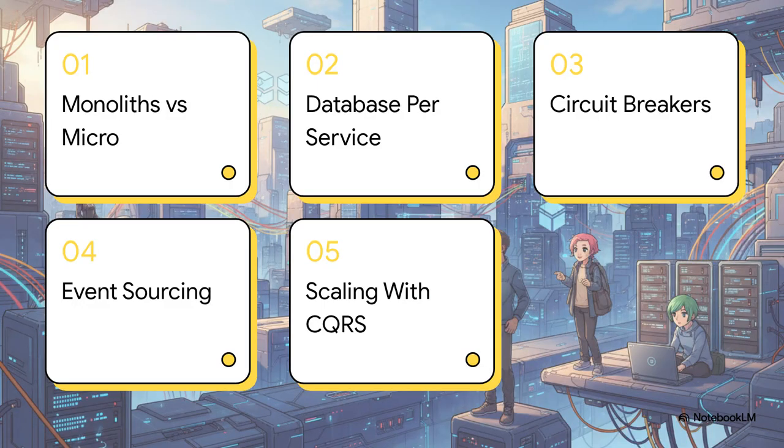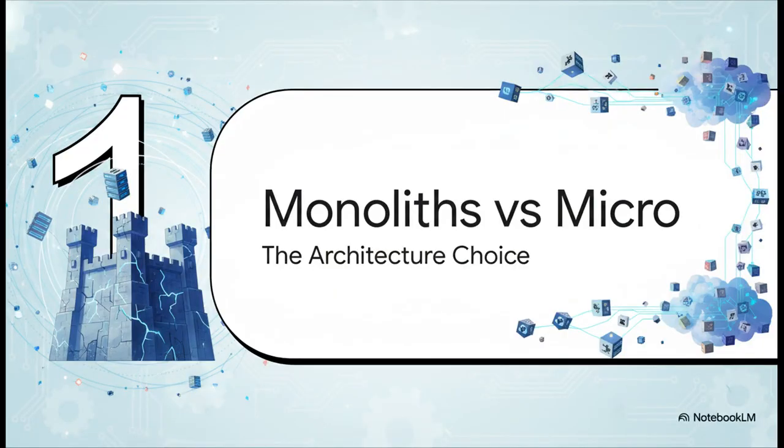Here is our structural roadmap for today. We've got 5 evolutionary steps of scaling a back-end system. First, monoliths versus microservices. Second, database per service. Third, the circuit breaker pattern. Fourth, event sourcing. And finally, scaling with CQRS. All right, number 1, monoliths versus microservices.